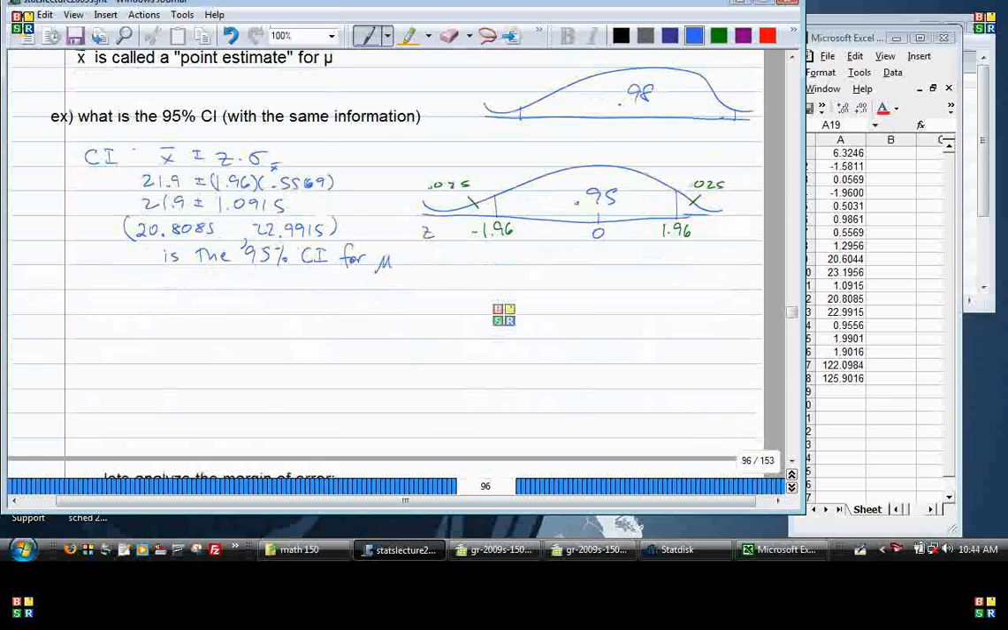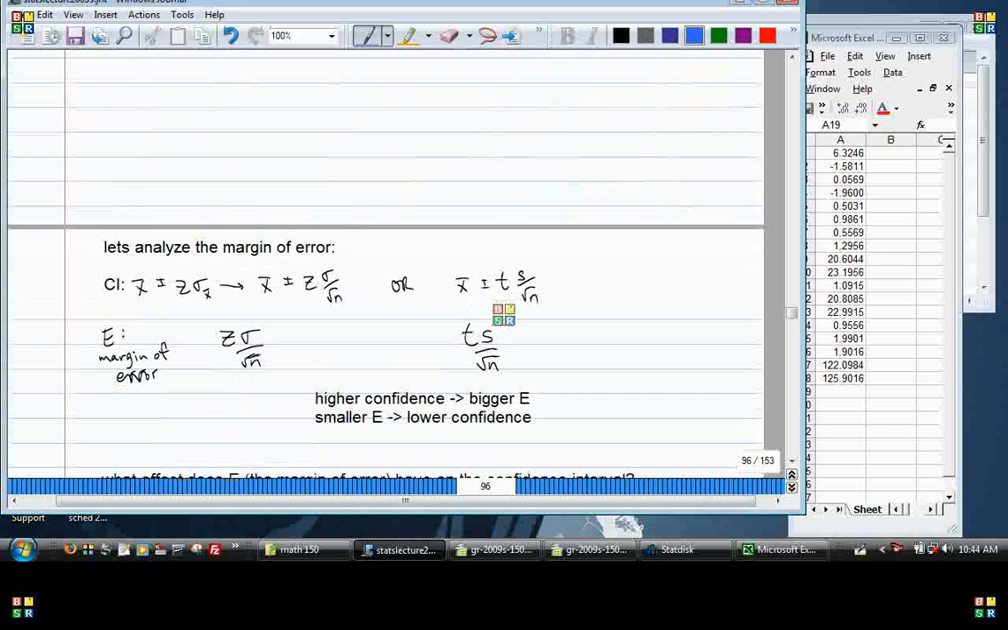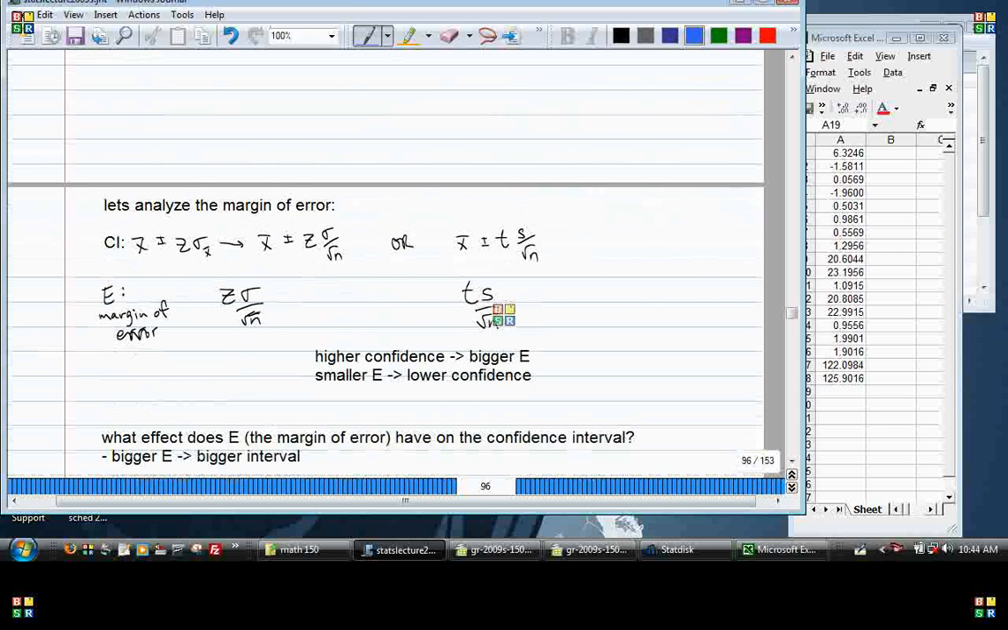But there's one thing we didn't look at. Let's look at that formula. There's the z, there's the sigma, and there's the n. Changing the confidence is the same as changing the z-score. We saw the effect of changing z. Can we change sigma? You can't. Sigma is what it is. So what's left? n. Do we have control over n? Yes, we can do a bigger study, which is in fact what we were talking about earlier.